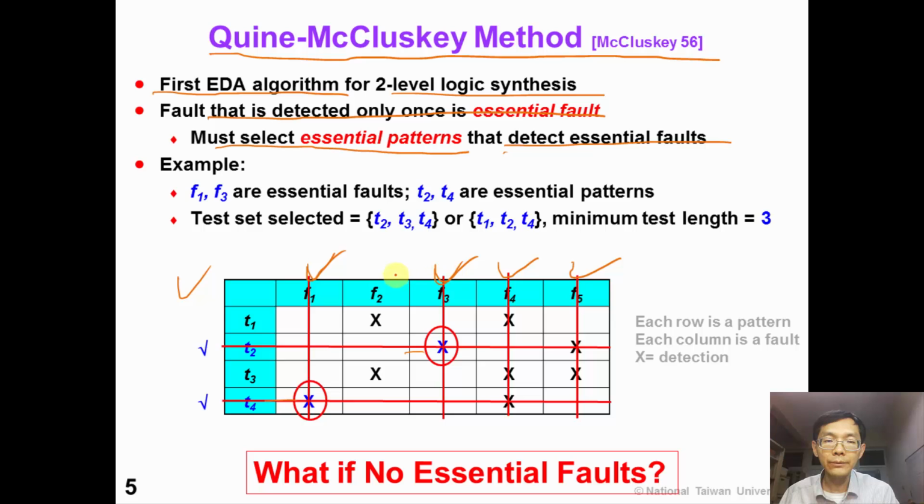Now we are left with only fault F2. We can either select T1 or T3 to detect F2. So the result is that we select patterns T2, T3, T4, or we can select patterns T1, T2, T4. The minimum test length is 3. This sounds like a very simple algorithm. But what if there is no essential fault? What can we do?